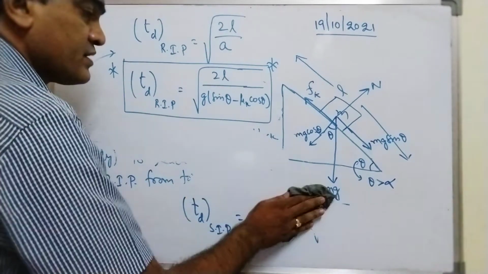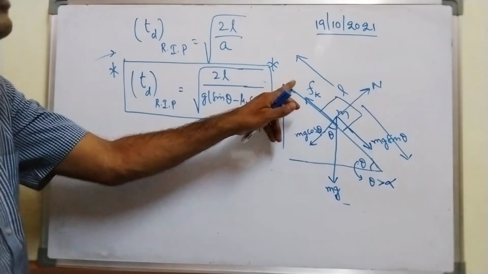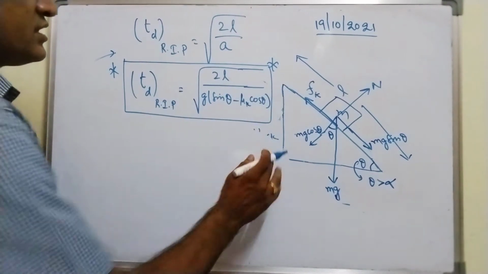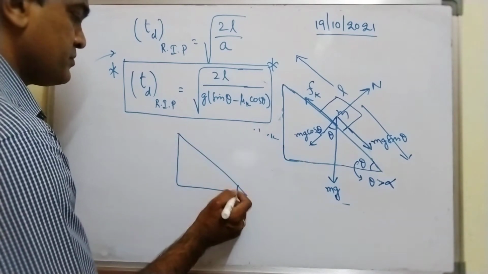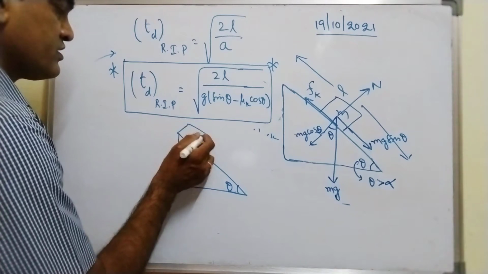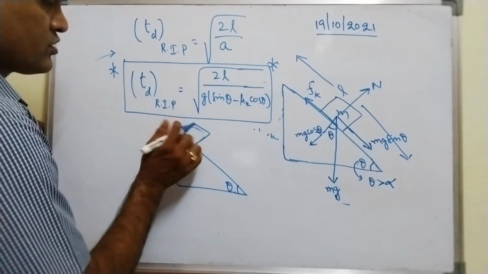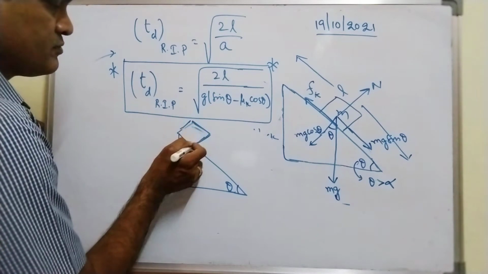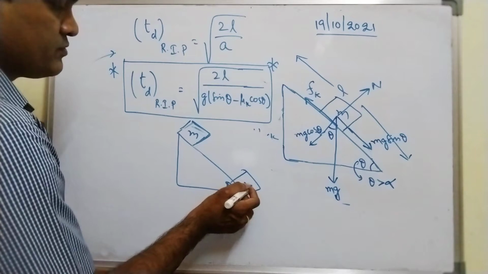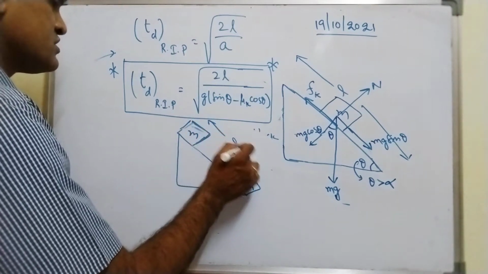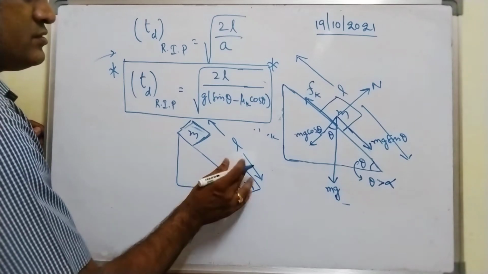If the block starts from the top of the inclined plane, let's say the block is like this, with theta as the angle. The block is at the top of the inclined plane, and if it reaches the bottom, what is the distance covered? Distance covered is L.